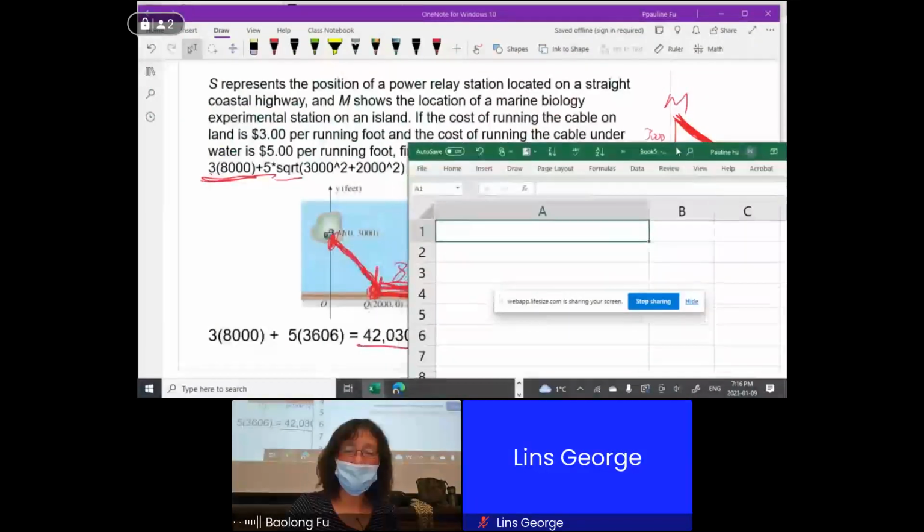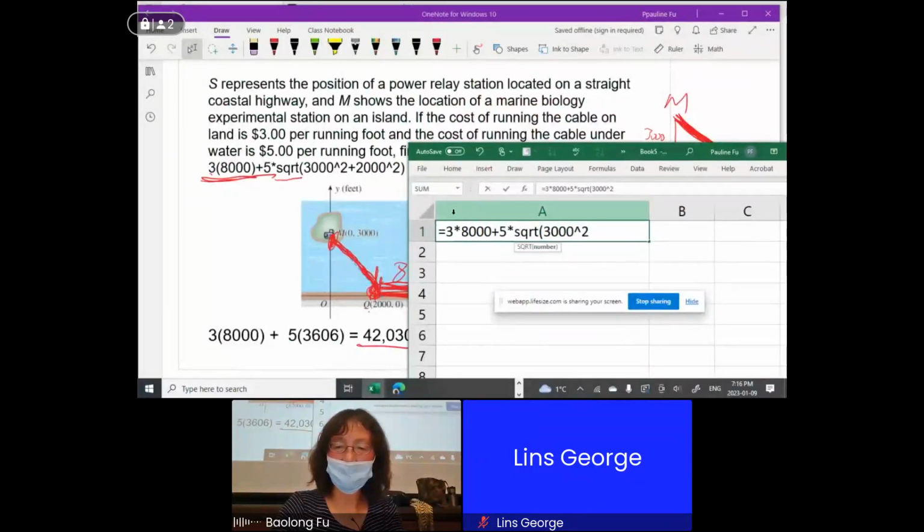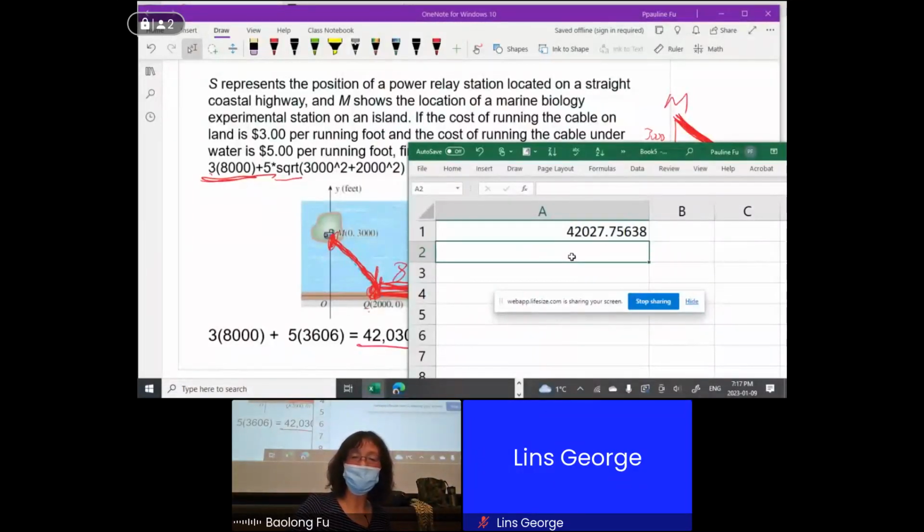So what I try to do, I try to calculate what is 3 times 8,000 plus 5 times square root of 3,000 raised to power 2 plus 2,000 raised to power 2. What is the result of this number? In Excel, you just type in this expression, it will give you the result.